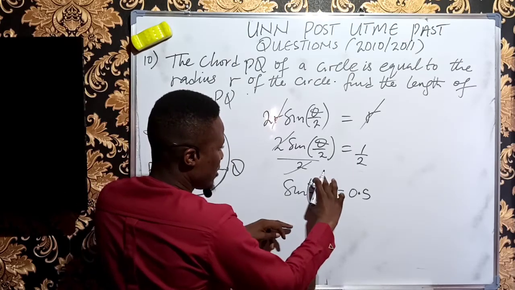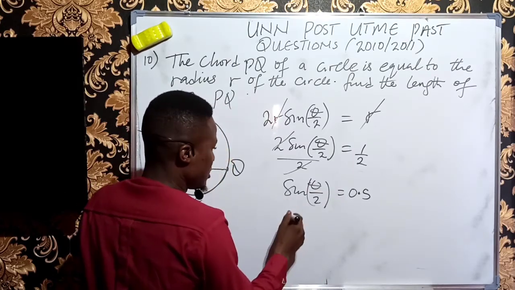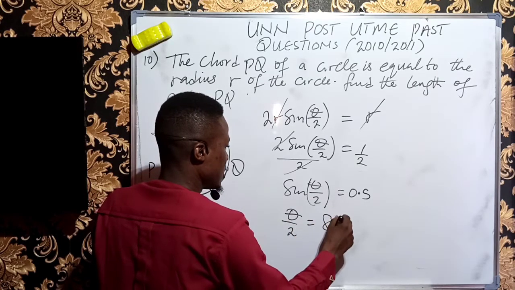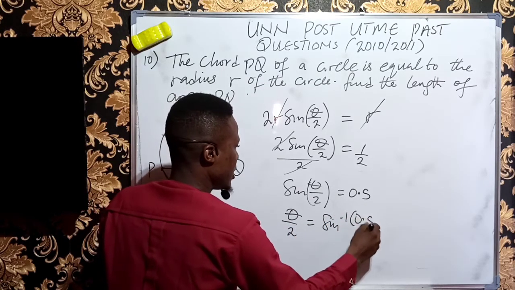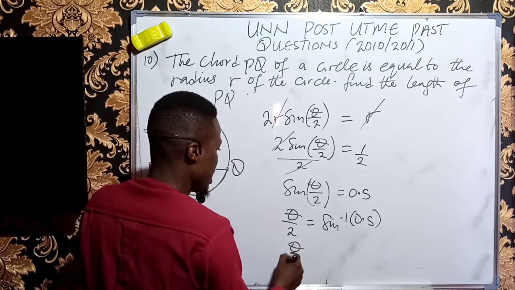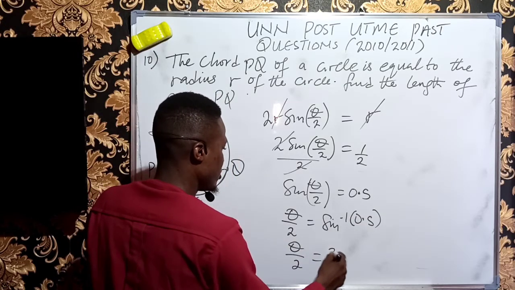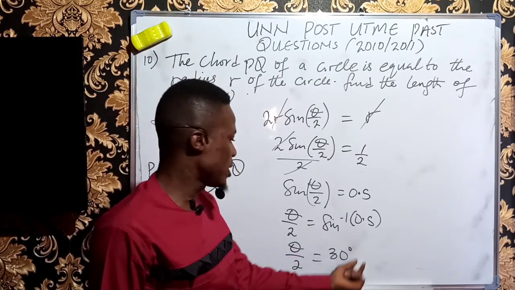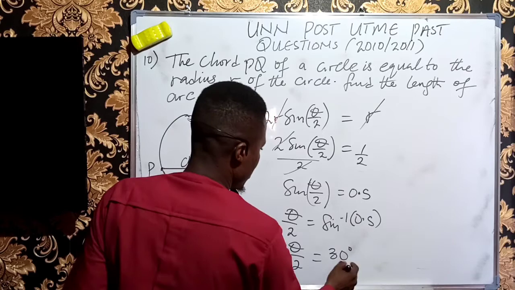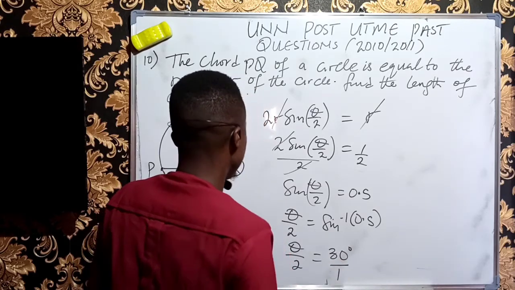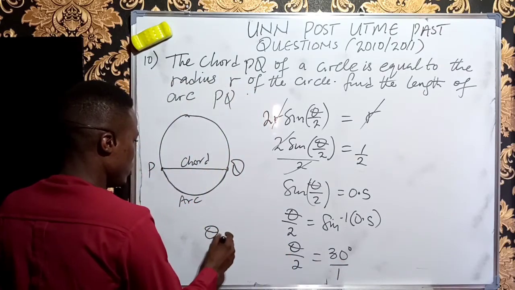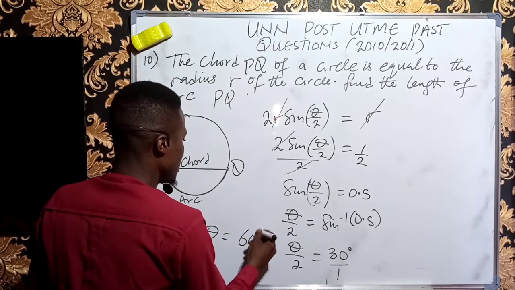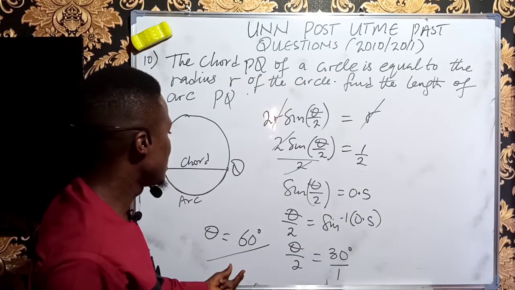So here, if I want to get theta over 2, I'm going to find sine inverse. Therefore, theta over 2 is equal to sine inverse of 0.5. And the sine inverse of 0.5 will give us 30 degrees. It is a special angle, you are getting 30 degrees. You can call this over 1. If I now want to get the value of theta, I will just cross multiply. Theta times 1 is theta. 2 times 30 will give me 60 degrees. So my theta is 60 degrees.